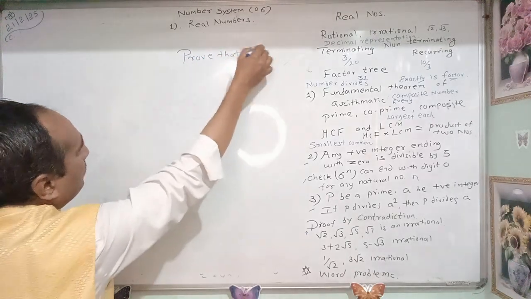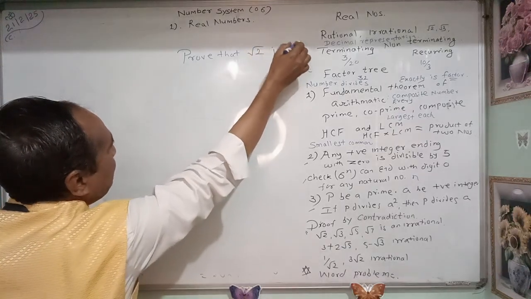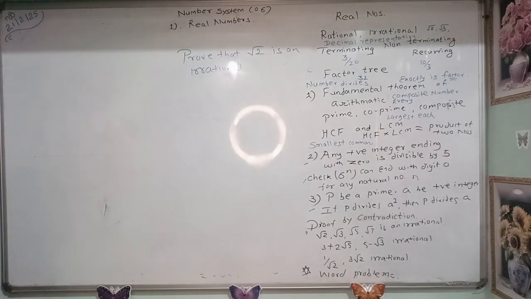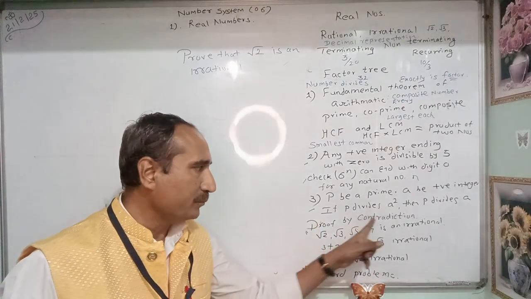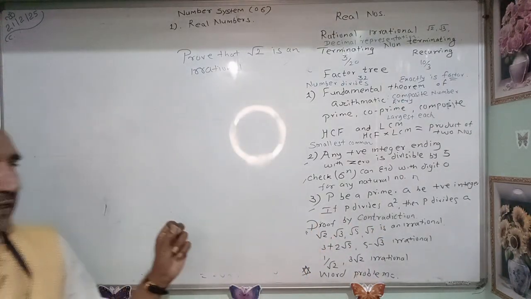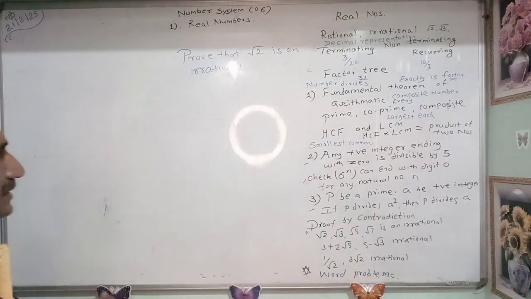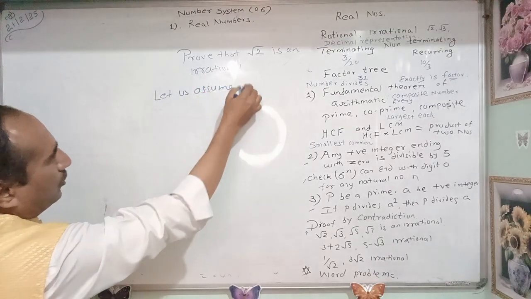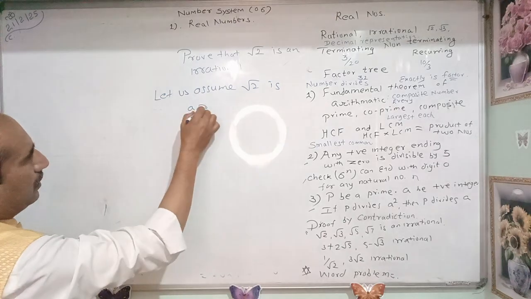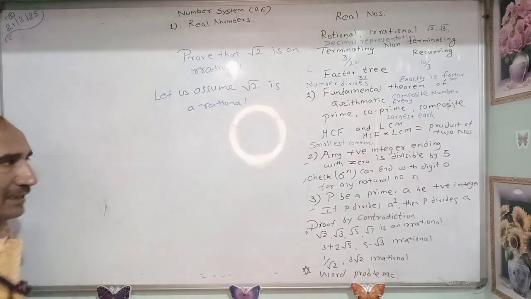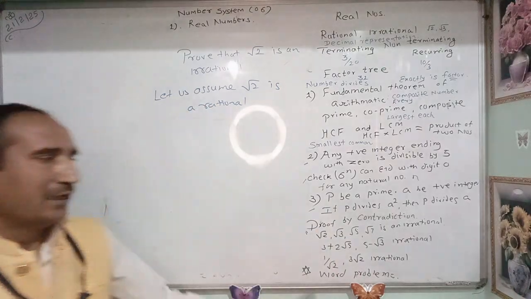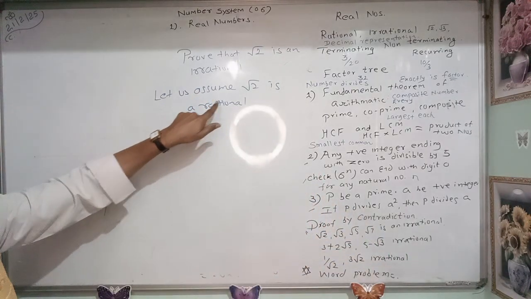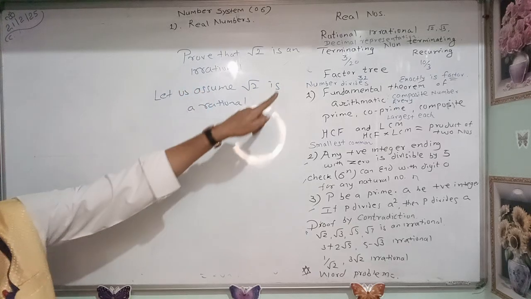Prove that root 2 is irrational. For this proof we'll use the method of contradiction. Proof by contradiction. Now what is contradiction? So let's see. Let us assume root 2 is rational. We have to prove that root 2 is irrational, but this time we are taking root 2 as rational. And if it is rational, come to the first definition.